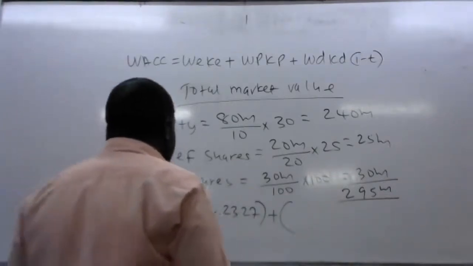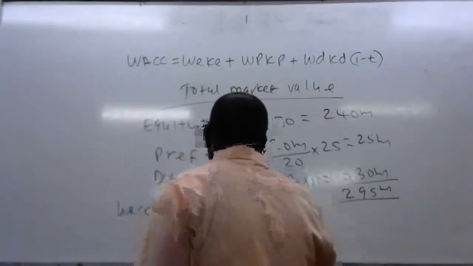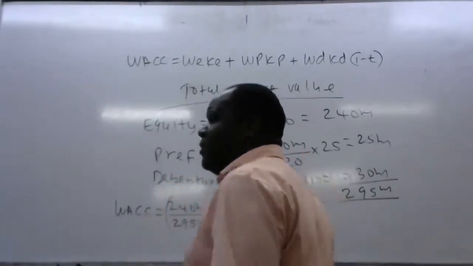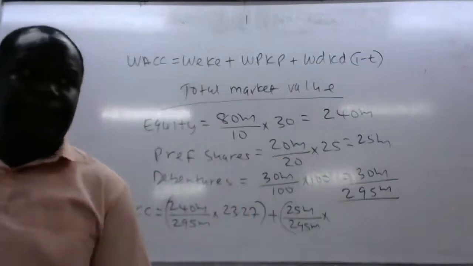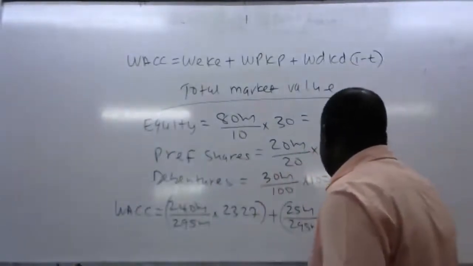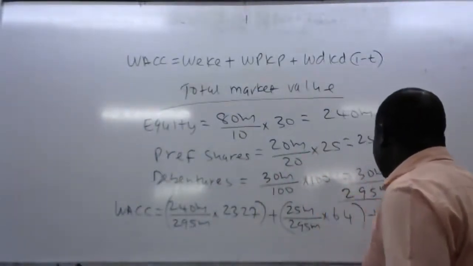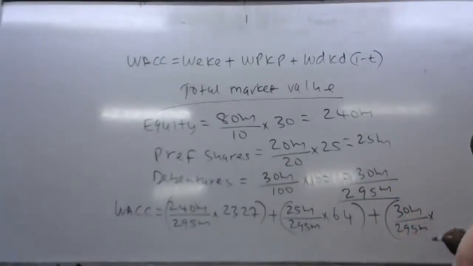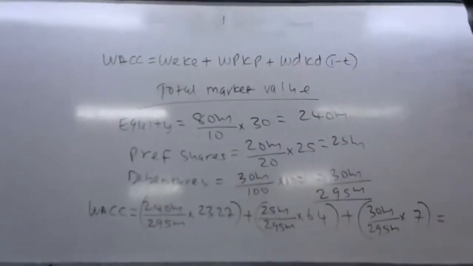Then the other one is meant to be 25 millions, also divided by 295. So what was the cost for the preference share? 6.4. Then this other one will be 30 millions, also divided by 295 millions. So KD after the tax, that figure is already taxed, so don't tax that value again. So you just present it in that order.